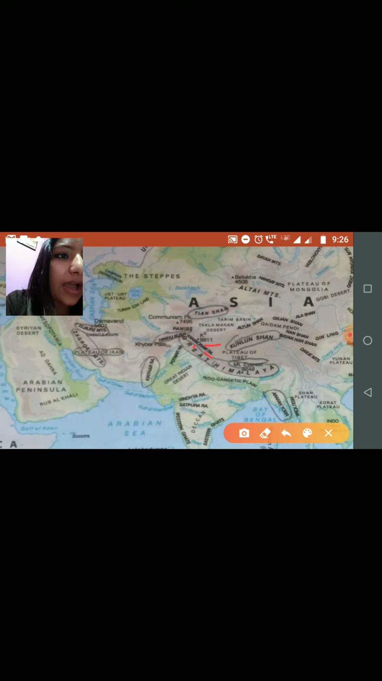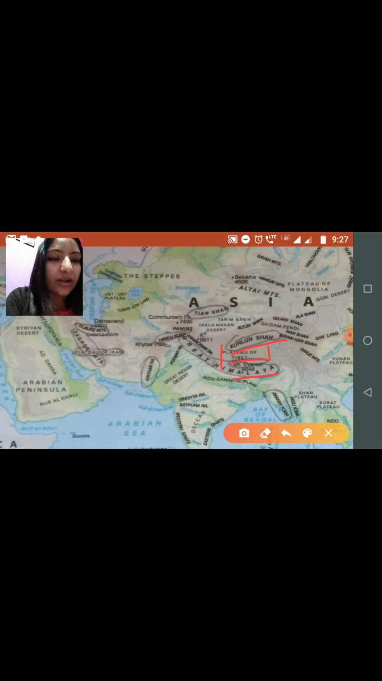Then we have the Kunlun Shan, which extends for more than 2000 kilometers along the northern edge of the plateau of Tibet. You can see the plateau of Tibet here. The plateau of Tibet is an intermountain plateau that lies between the Kunlun Shan and the Himalayas. Now you understand what an intermountain plateau is: a plateau that lies between two mountain ranges.